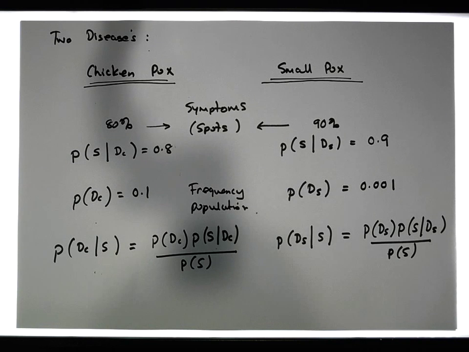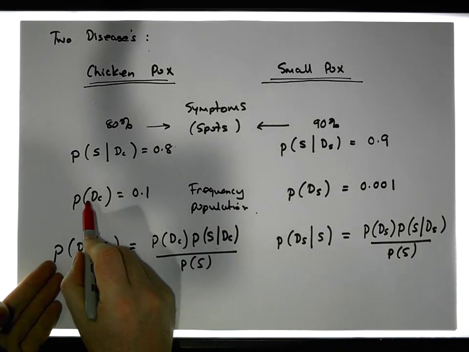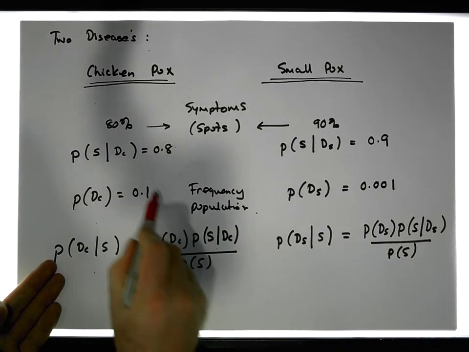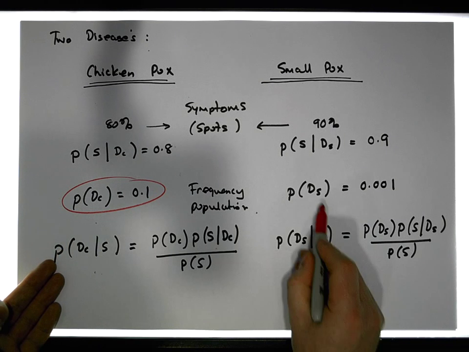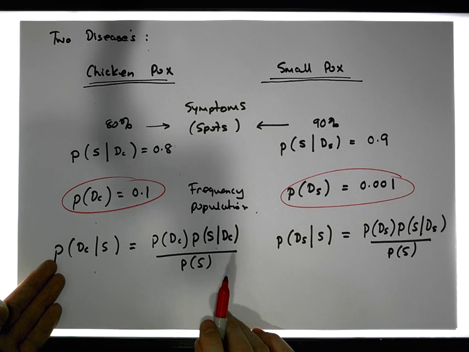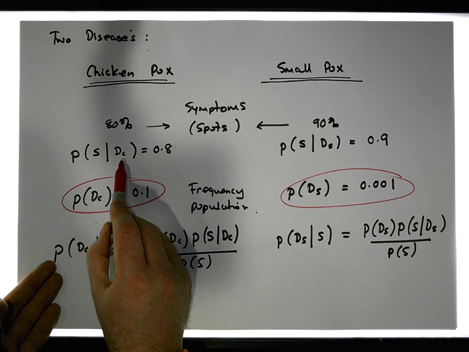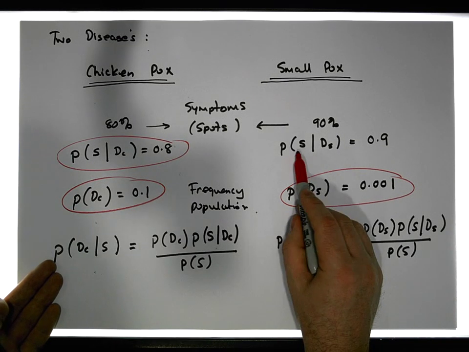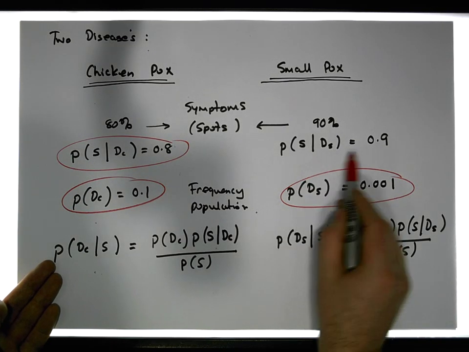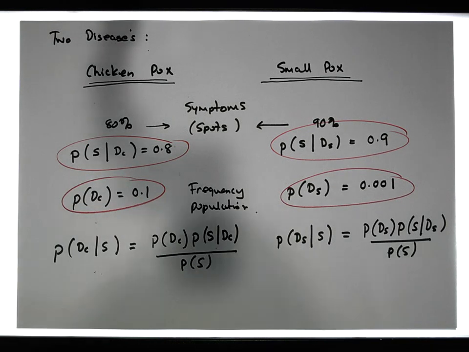We're given the prevalence of chickenpox within the population. We're given the prevalence of smallpox in the population. We're given the likelihood that you'll generate spots, knowing that you have chickenpox, and the likelihood that you generate spots, knowing that you have smallpox. But what we haven't been given is the likelihood that someone in the population will have spots. That's a piece of information that's important for us.